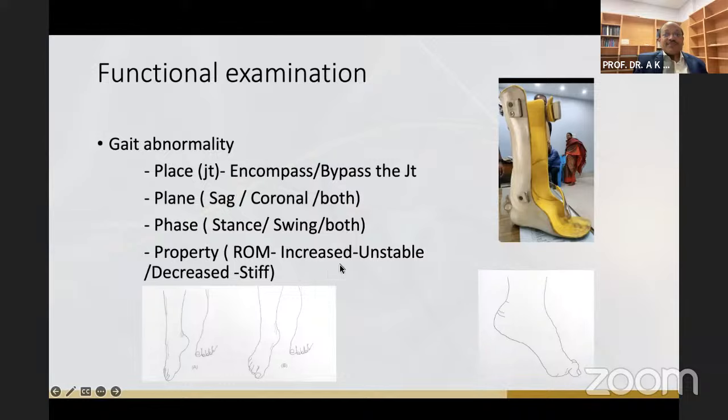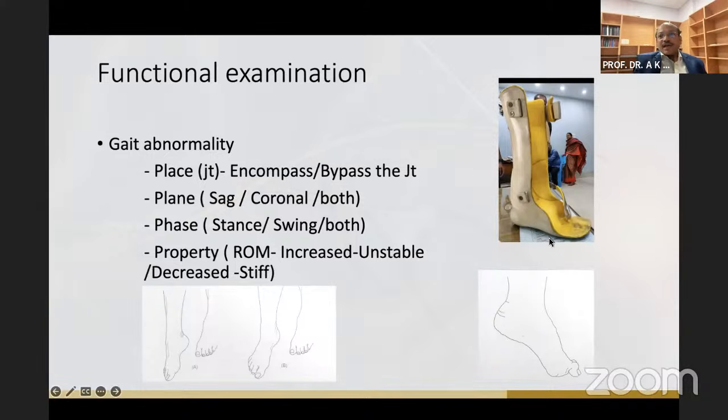Now, property. If the patient is unstable, that means range of motion will be increased. If it is stiff, suppose, see, this is a stiff equinus, where equinus deformity, so range of motion is decreased. In the stiff case, this sort of orthosis can be used to fill up. We cannot correct it. So this is a filler. This portion will be filled up with microcellular rubber. During weight bearing, the compression of the microcellular rubber will simulate some dorsiflexion. When it releases, that will simulate some plantar flexion.